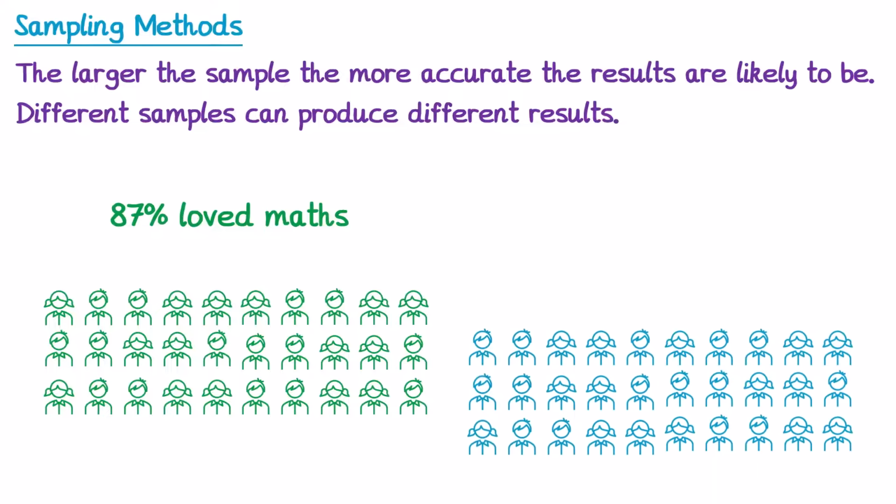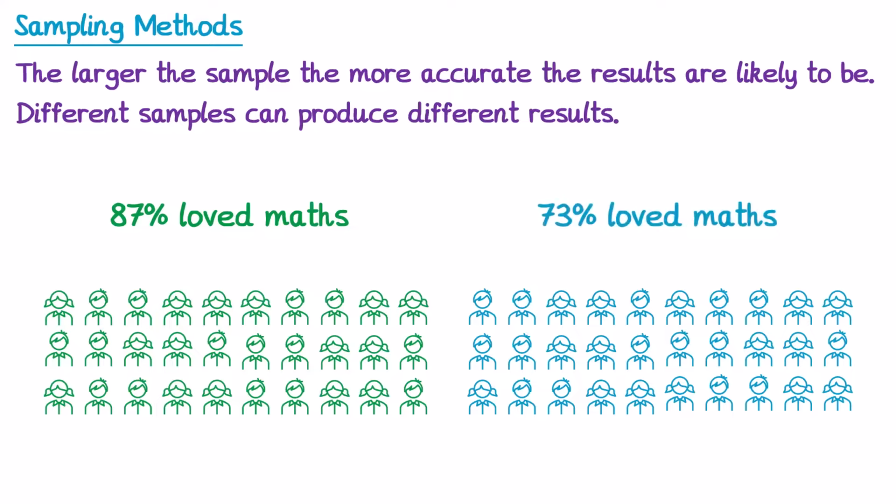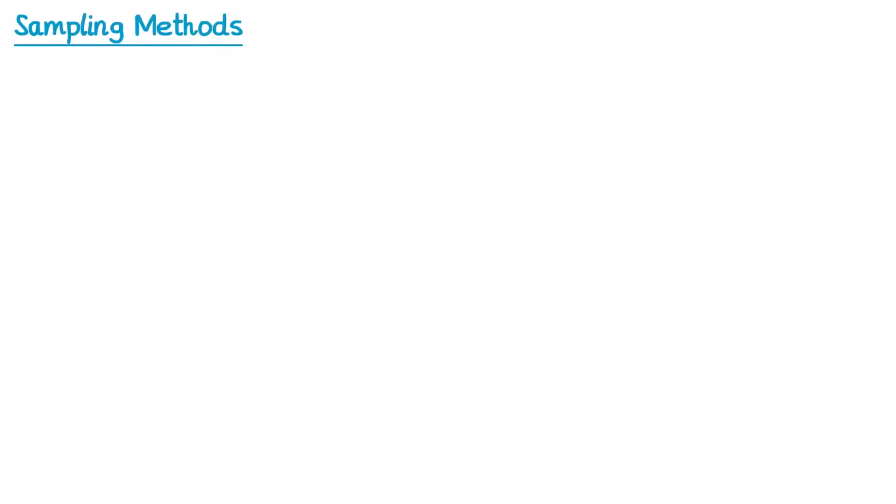Well, if they chose a different sample of students, they may get a different result. It could be only 73% of students that love maths. The only way to get a fully accurate result is to do a census, but sometimes remember, that's not practical. Next we'll need to look at some more terminology.